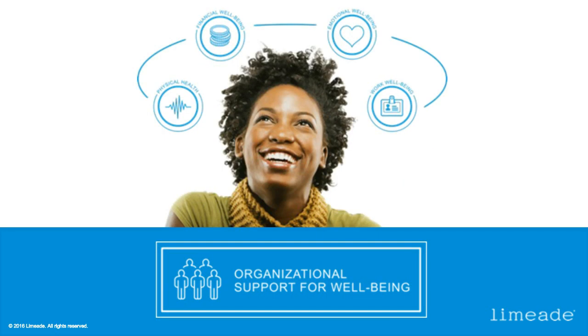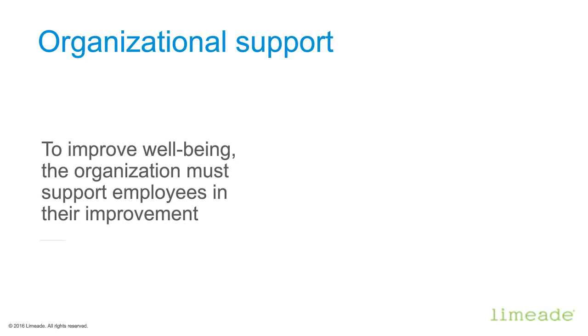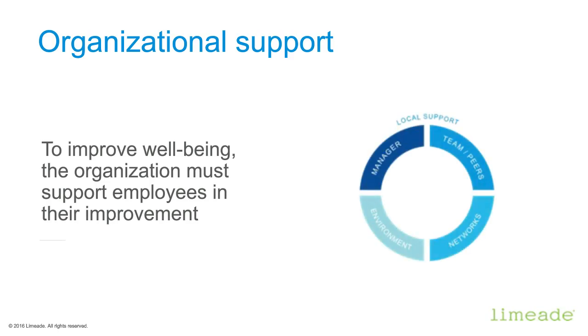So let's talk about organizational support for well-being. In order for this person in the picture to really feel supported, some different things need to happen from a support perspective. First of all, there needs to be some local support for her. So how does her manager talk to her about well-being? How does her manager show through body language, through actual verbal language, through his or her behavior, that there's support there for her? And then what about the team and the peers that are around her as well? Do they encourage her? Do they help her think about her well-being improvement?